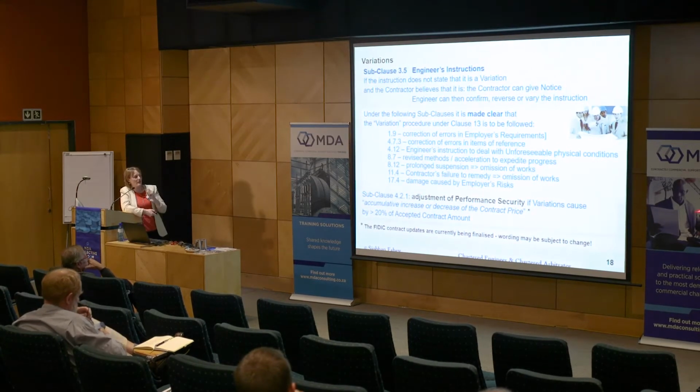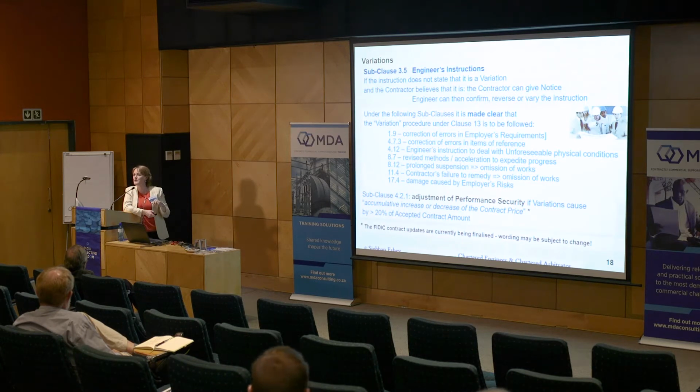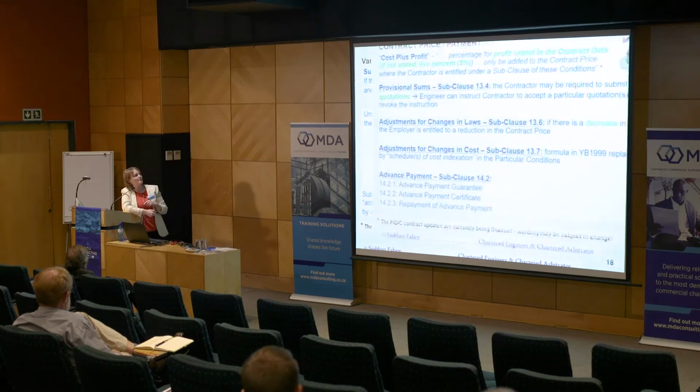So in that scenario, we've allowed for the adjustment of the performance security if variations cause an accumulative increase or decrease of the contract price by more than 20% of the accepted contract amount. Now, the decrease will be what the contractor asks the employer. Can I decrease? You've omitted that element of the works. Can I decrease the performance security because it's costing me money and you don't need it anymore? And then it'll be the employer looking for the performance bond to be increased if the variations cause the actual contract price to be increased.